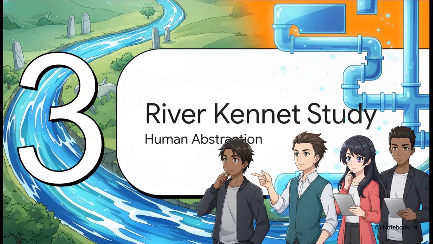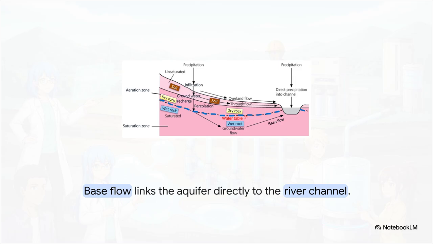Section 3, Case Study: River Kennet. Let's see how all this theory applies to the real world, starting with the impacts of human abstraction on the River Kennet in Wiltshire. To really grasp what's happening at the River Kennet, we have to talk about base flow.